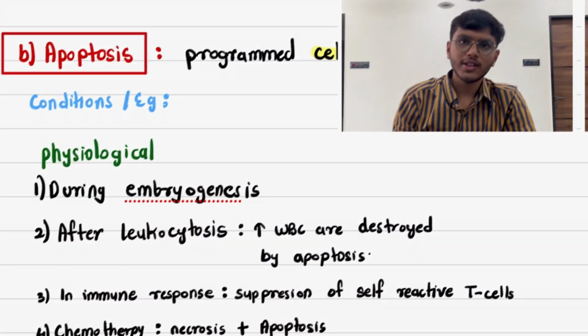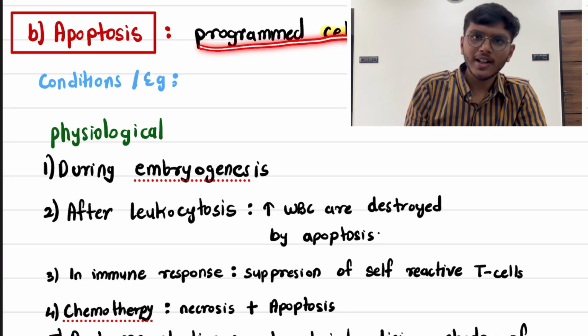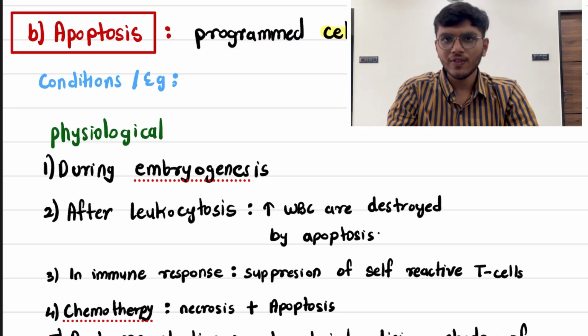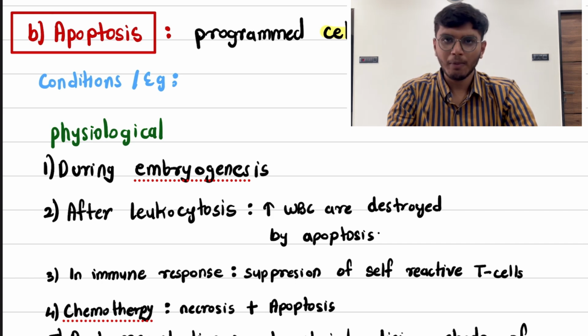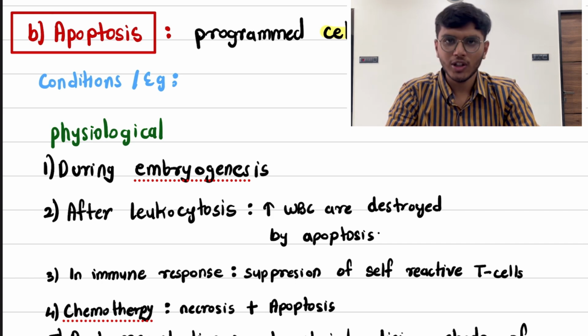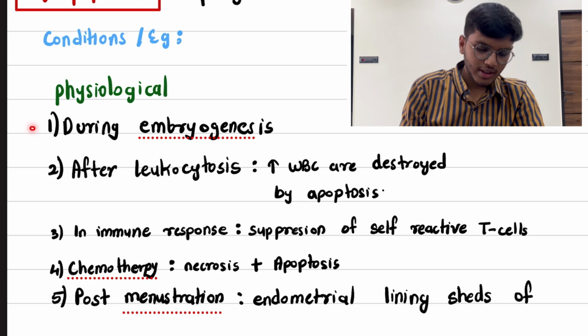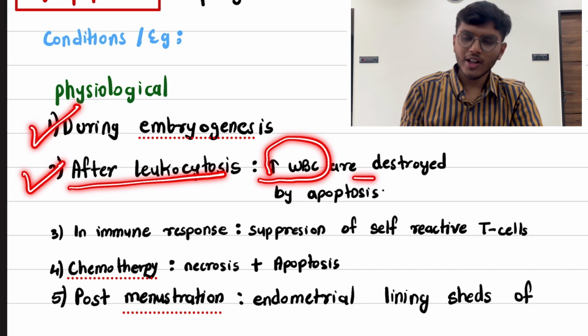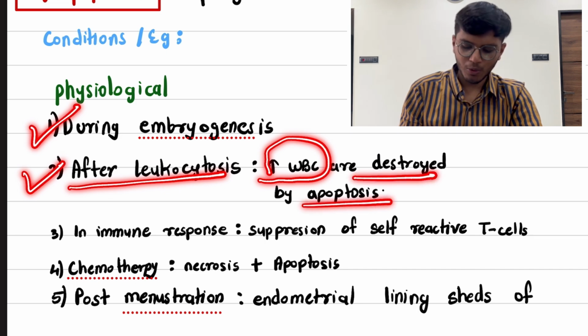What is apoptosis? Apoptosis is a programmed cell death. Conditions of apoptosis we will see first, and then we will see the process of apoptosis. So apoptosis can be both physiological and pathological. So we will see the physiological examples of apoptosis first during embryogenesis, second after leukocytosis. There is increased WBC which are destroyed by a process known as apoptosis.